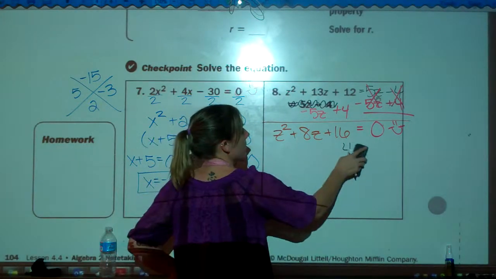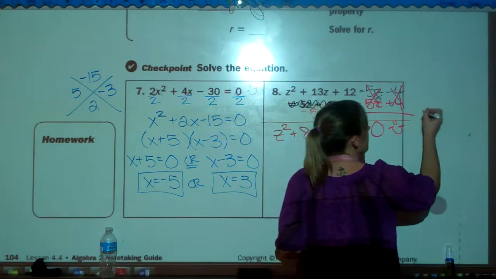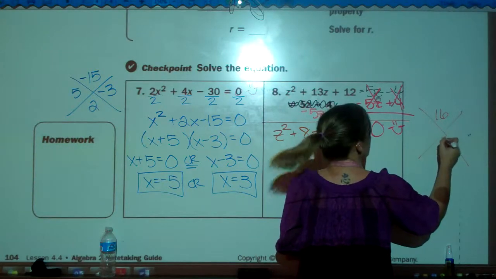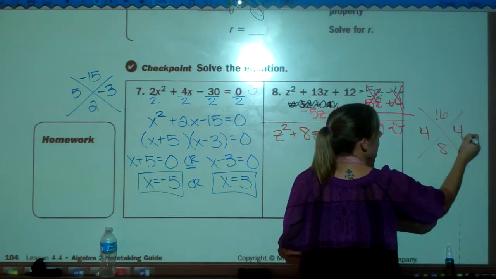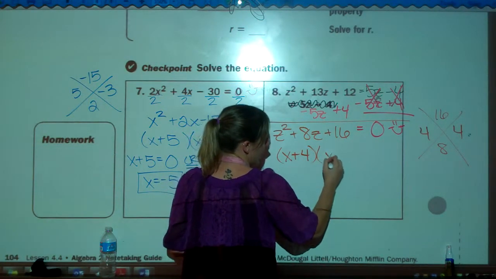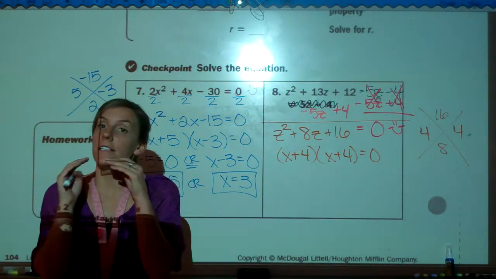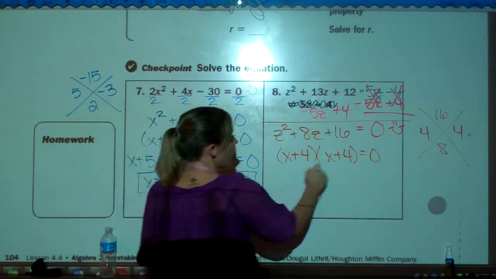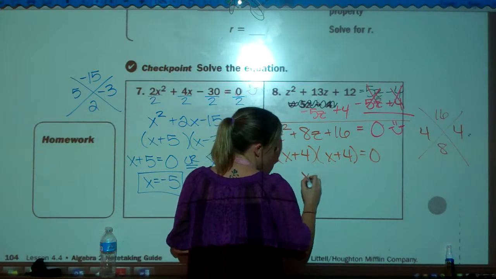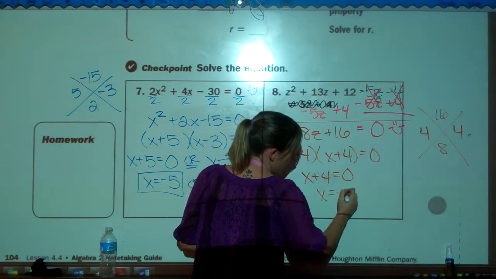So now we just factor that. Again, this is a basic. What multiplies to 16 and adds to 8? That's 4 and 4. So that's x plus 4 and x plus 4. Well, since it repeats, since it's the same thing over, really you only have to solve one of them. So x plus 4 equals 0. You subtract the 4 over and you get a negative 4.